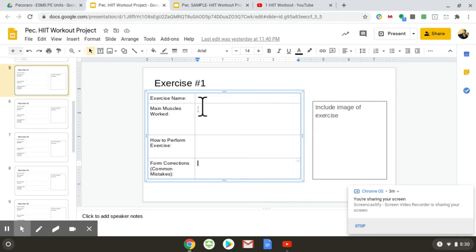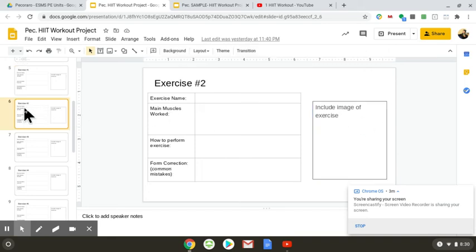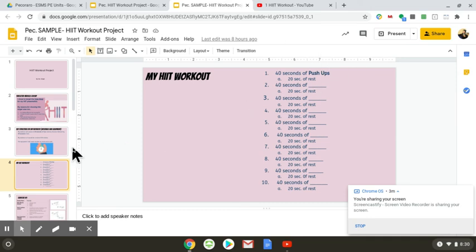So here's 4 components on your slide, and the last one, component number 5, include a picture of your exercise. Google that exercise and click on images and find an image that very clearly shows your exercise. And as you can see, there's going to be 10 slides, exercise number 1, exercise number 2, all the way down. Let's look at Miss Wright's slide because she did push-ups on her first exercise.